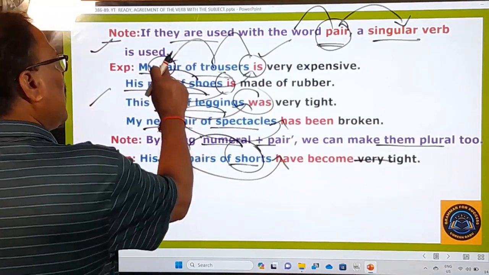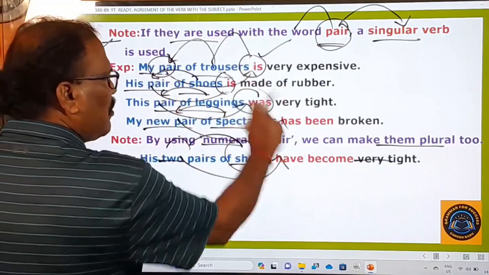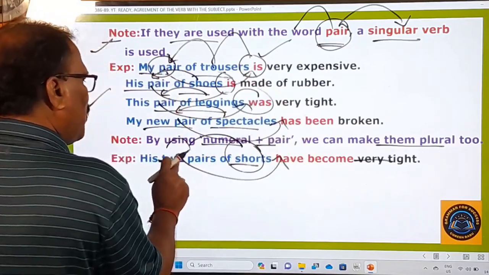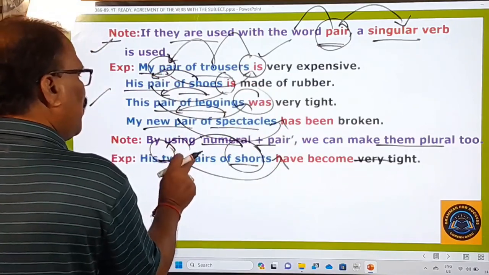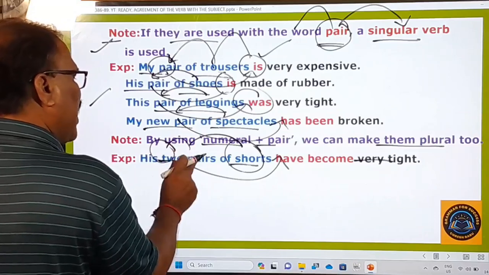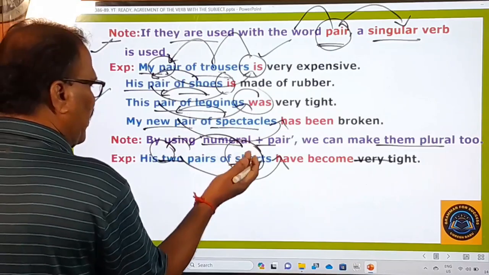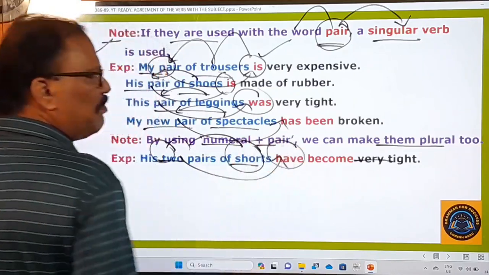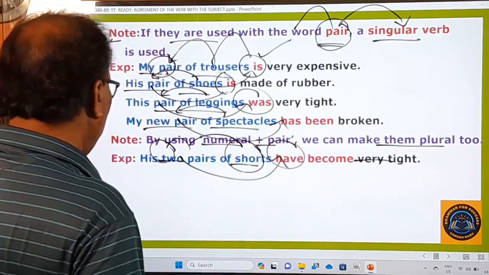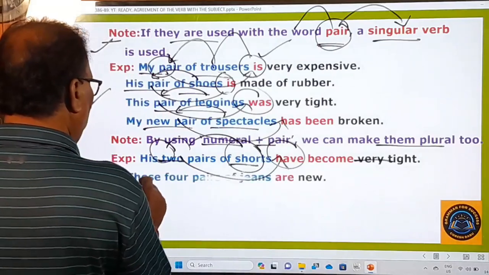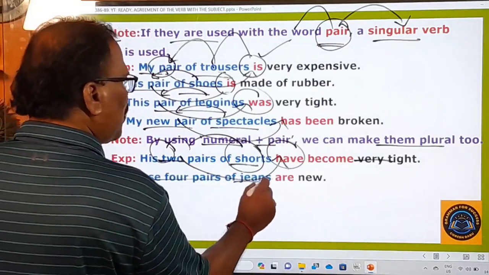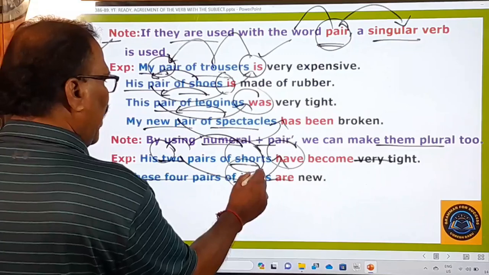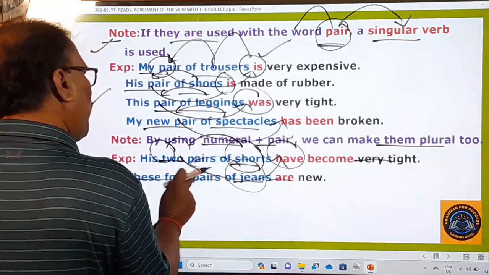If it is a singular pair, it is singular, therefore we use a singular verb here. But whenever you use it with a numeral, two pairs, three pairs, four pairs, five pairs, 10 pairs, whatever it is, automatically you have to use a plural verb after that. And here one more example. These four pairs of jeans are new. Jeans, okay, and there you are using four pairs of jeans.